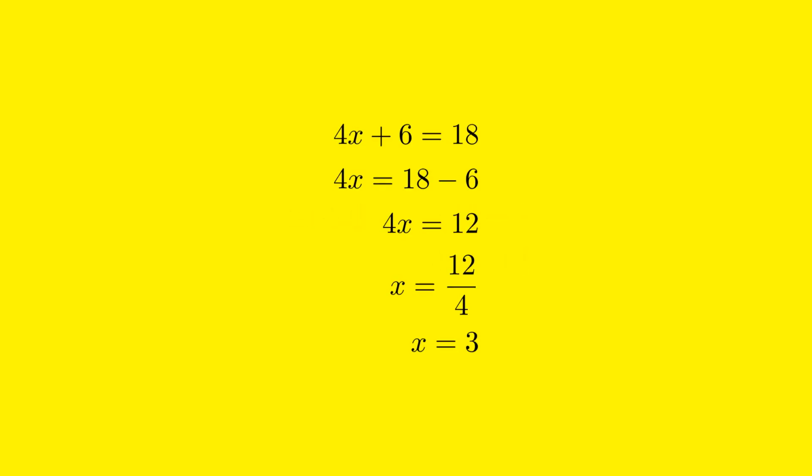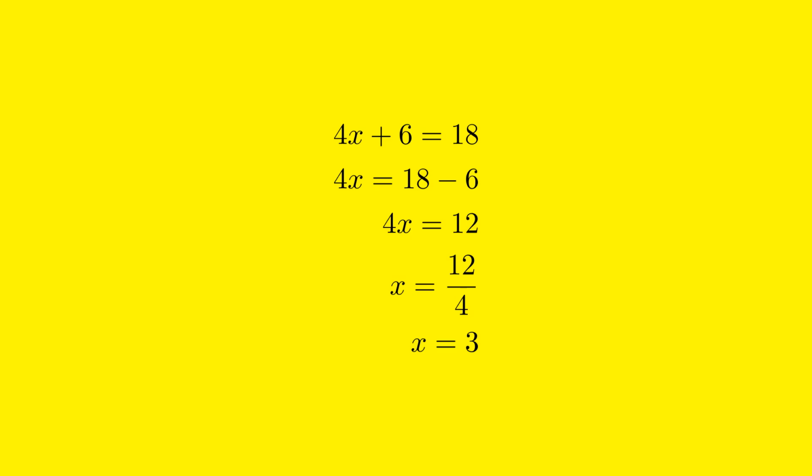Next, we need to isolate the variable x completely by getting rid of the coefficient 4 that is attached to x. In the equation 4x equals 12, 4 is being multiplied by x. To undo this multiplication, we perform the opposite operation, which is division. We divide both sides of the equation by 4 to keep the equation balanced.